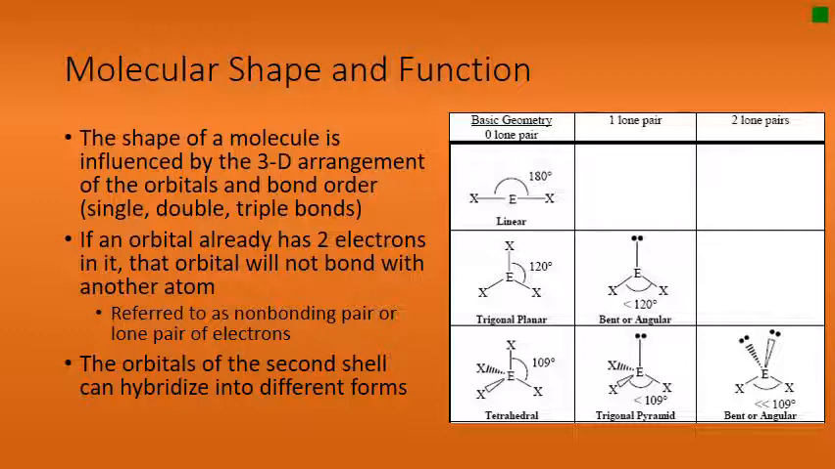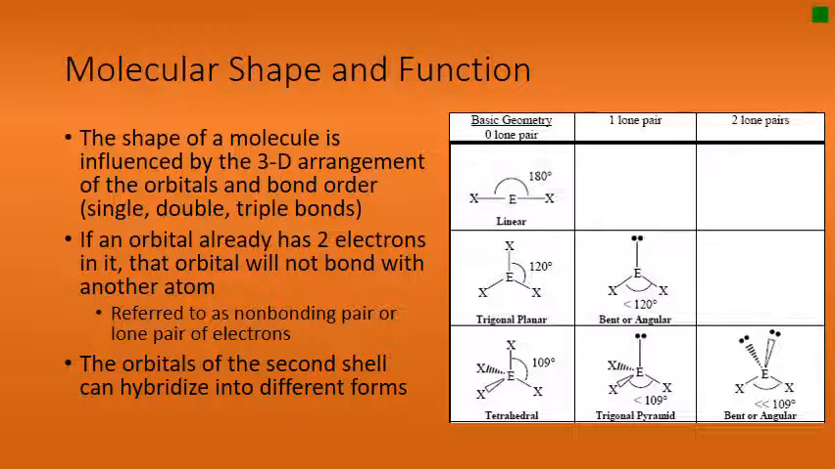If an atom already comes with an orbital that already has 2 electrons in it, it will not bond with another atom through that orbital. It can't share, it already has 2. These pairs of electrons in an orbital that have already filled an orbital are referred to as non-bonding or lone pairs of electrons.